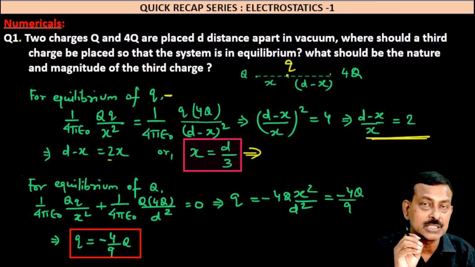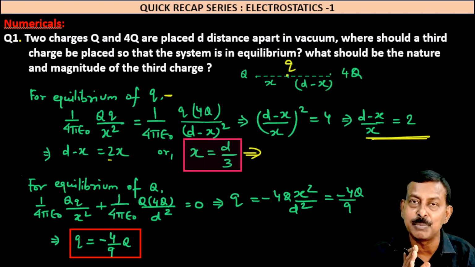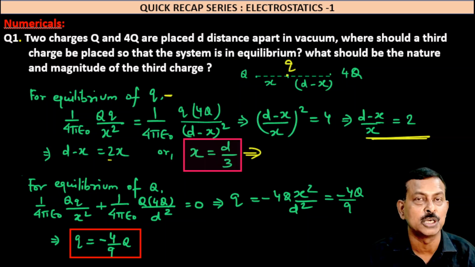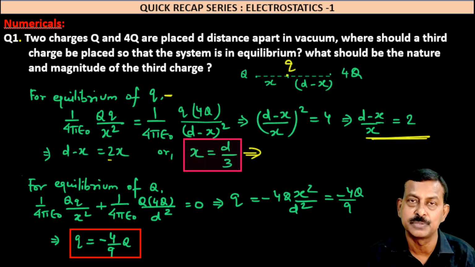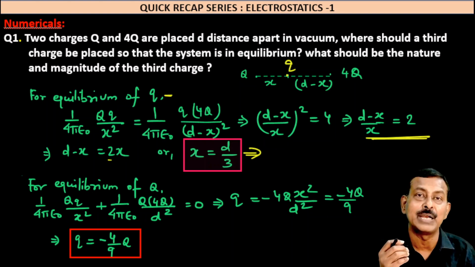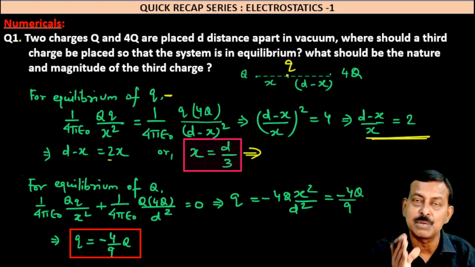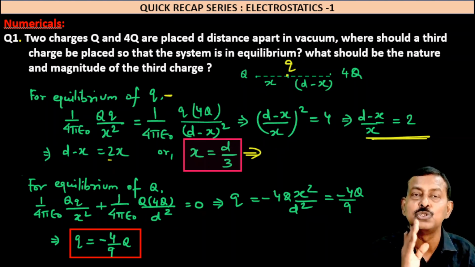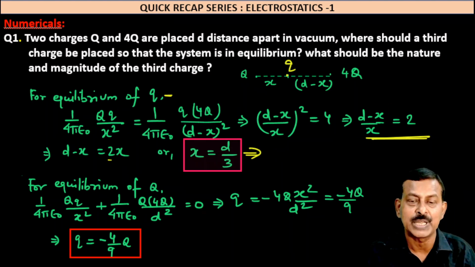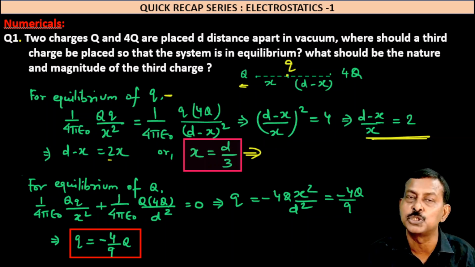That means the third charge should be kept at a distance d by 3 from the charge capital Q, so that it does not experience any net force. But since the system has to be in equilibrium, I'll have to take the force on each charge to be 0. So we can take the force on the other two charges. Let's take the force on the charge capital Q.